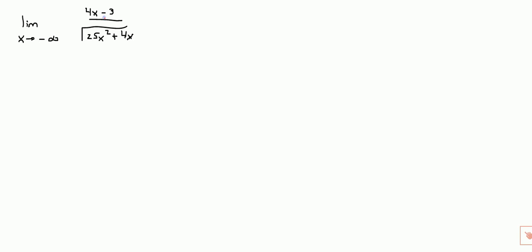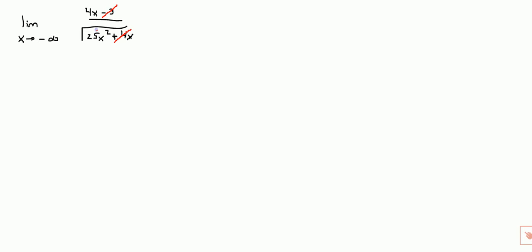When x approaches plus or minus infinity, you want to look for the highest degree terms on the numerator and the denominator. The highest degree on the numerator is 1, 4x to the 1, and you cross out everything else. So this minus 3 is not going to matter. In the denominator, the highest degree is 2 with 25x squared. That means we cross out this 4x. That's not going to matter.